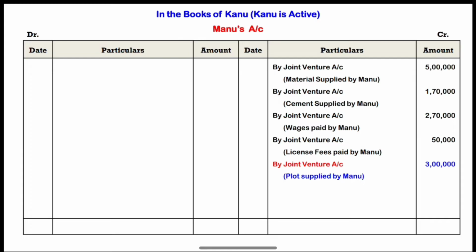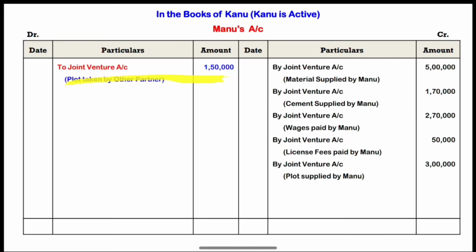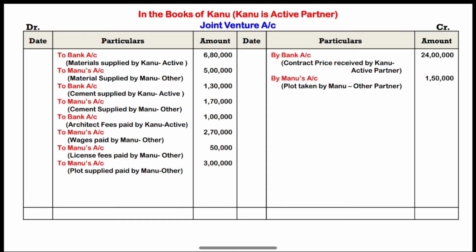Moving towards last adjustment, plot taken by 50% value by Manu. હવે જે પ્લોટ 3 લાખમાં આપેલો એ જોઈન્ટ વેન્ચર પૂરું થાય છે ત્યારે મનુ લઈ જાય છે. મનુ એટલે પાર્ટનર, લેનાર ખાતે ઉધાર, અને જોઈન્ટ વેન્ચરમાંથી પ્લોટ જાય છે. સો ઓન ક્રેડિટ સાઇડ, so partners account debited, that is Manu's account debited to joint venture account 1,50,000 plot taken, and on credit side of joint venture by Manu's account plot taken 1,50,000. So these are all the effects of both the partners.